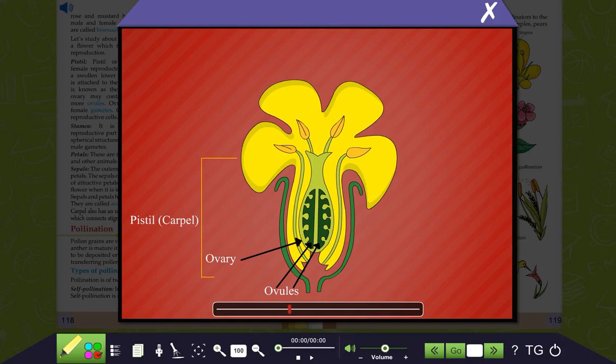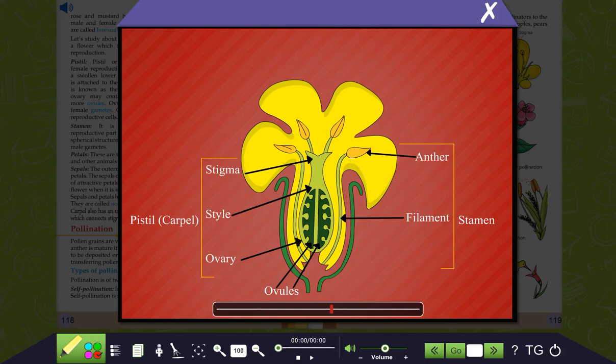Carpel also has an upper part called stigma, where pollens are deposited, and a stalk called style, which connects stigma and ovary. Stamen. It is the male reproductive part of a flower. The anther of the stamen contains very tiny, yellowish, spherical structures called pollen grains. Pollen grains are very light structures containing male gametes.